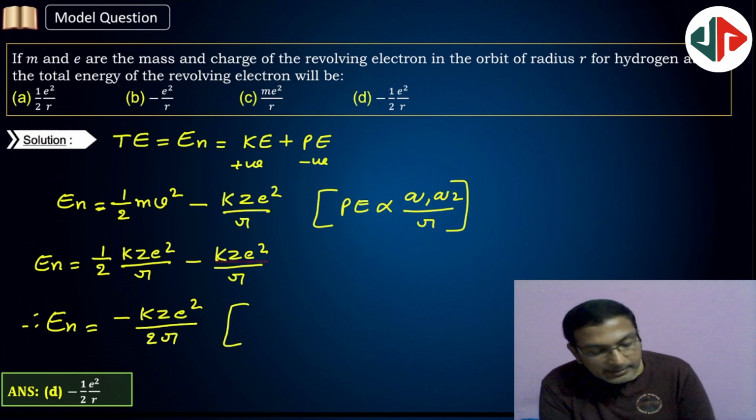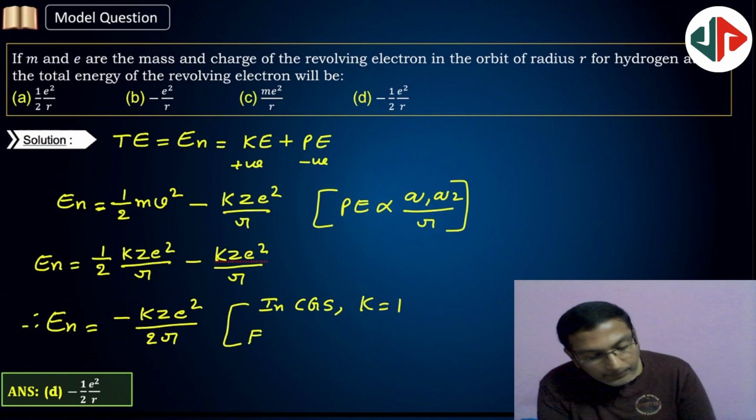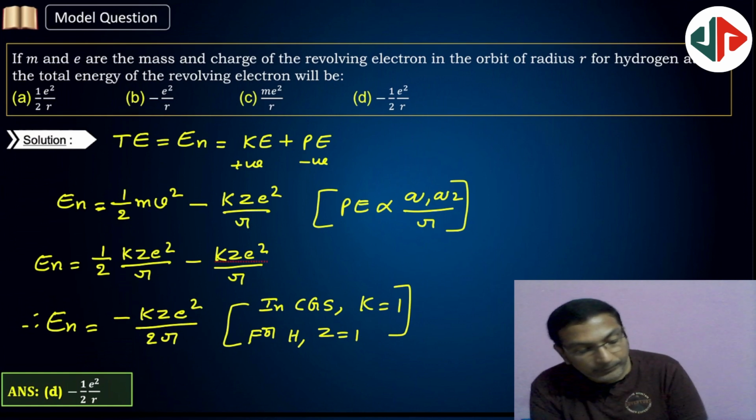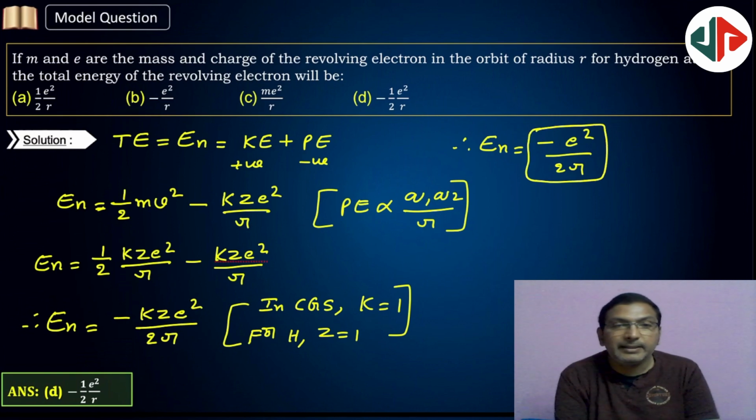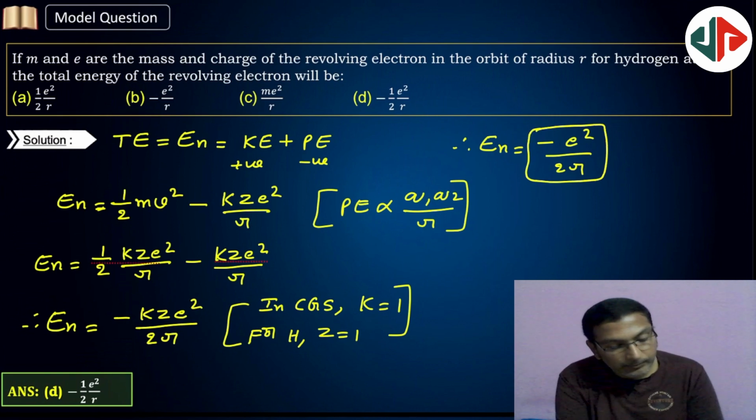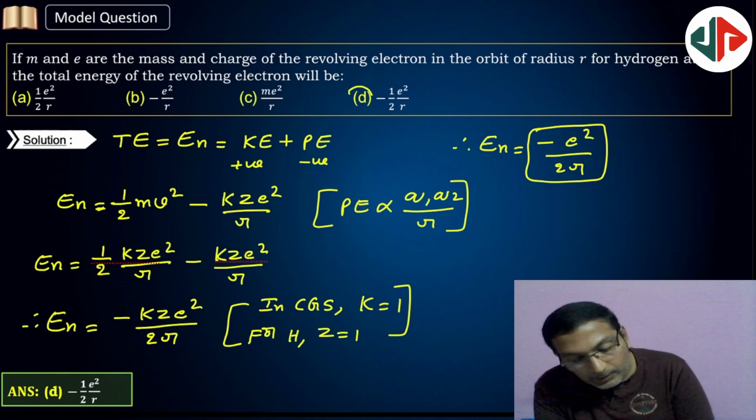So, in CGS system, K value, Coulomb's constant, will be equal to 1. And for hydrogen, Z equal to 1. Substitute these values, we will get total energy En equal to minus e square by 2r. So, option D.